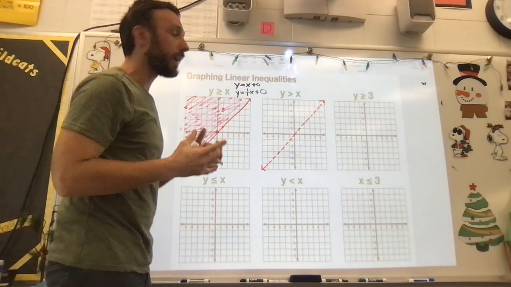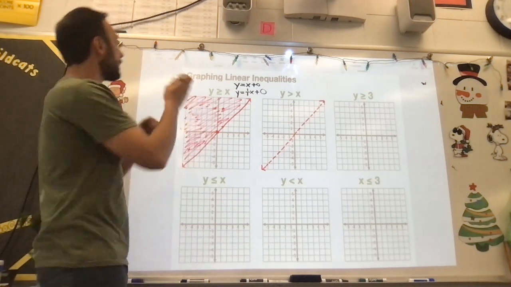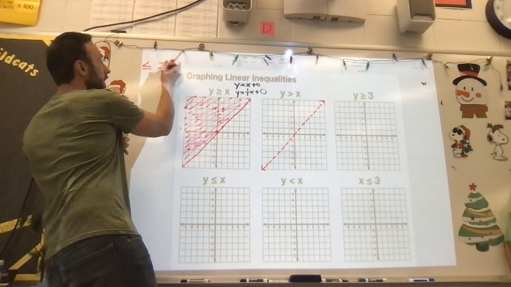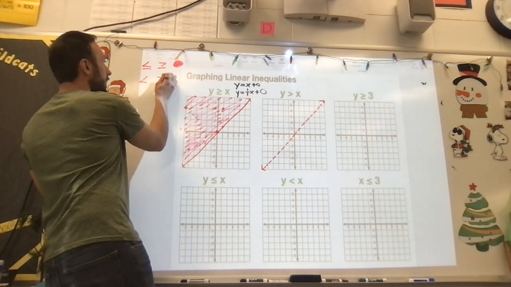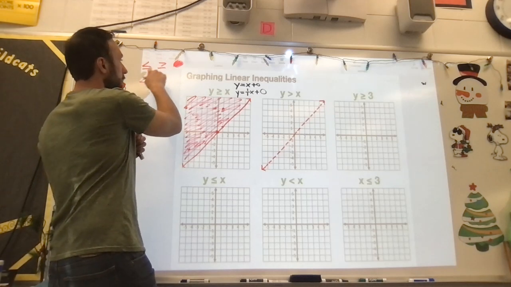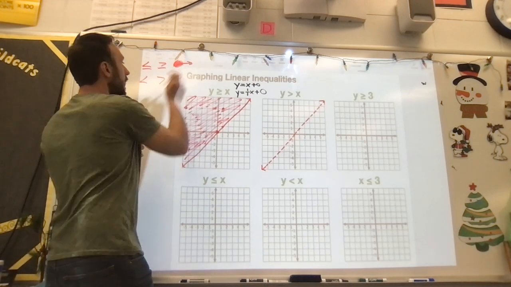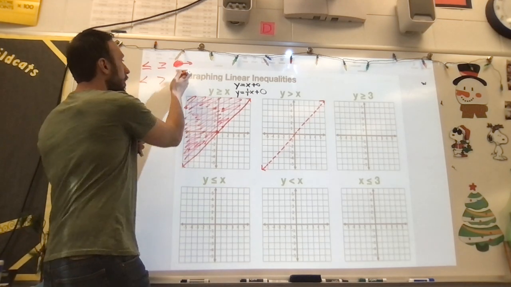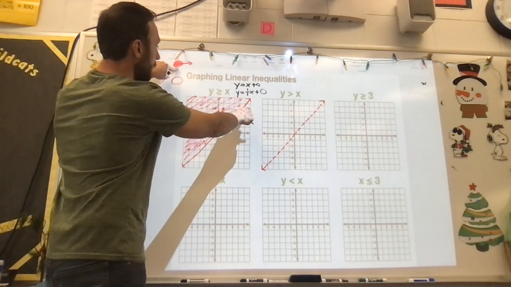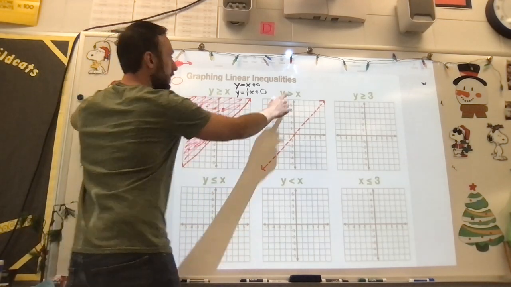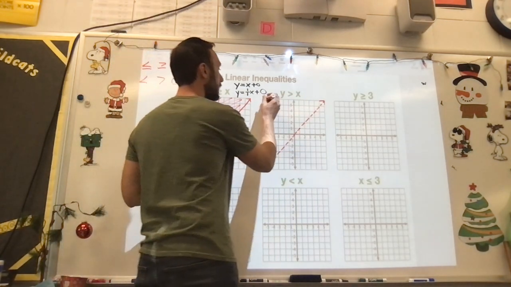And I like to equate it to when we graph inequalities on a number line. If we have a less than or equal to or greater than or equal to sign, our circle is filled in when we graph it. And when we have just a less than or just a greater than, we leave our circle hollow. Well, same thing here. When we have an equal to sign, we have our line filled in, and when we have no equal to sign, our line is dashed. We will still shade above.